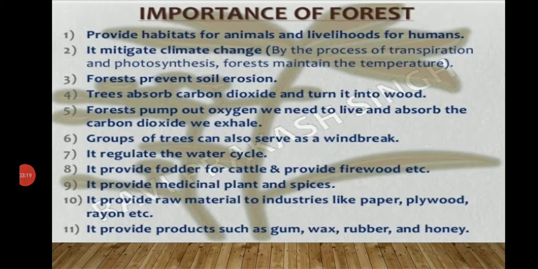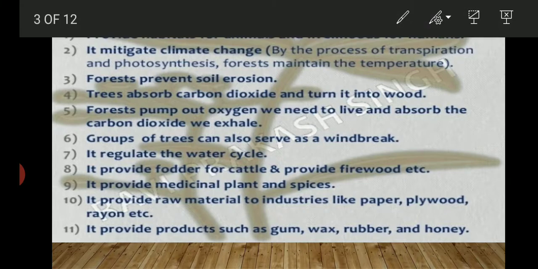Initially, man was a food gatherer and depended for all his needs on forest. Forests provide food in the form of fruits, roots, and animals, etc. And subsequently, man turned into a food grower but continued to depend on forest for his various needs. Even today, we depend on forest for many needs, so they are very important for us. They provide habitat for animals and livelihood for humans.